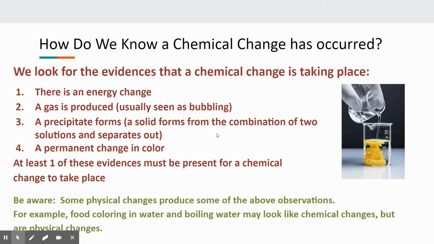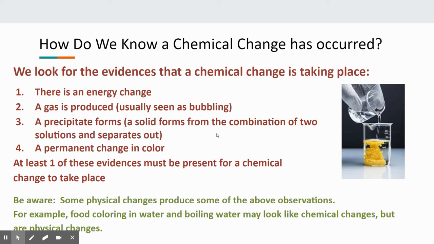A gas is produced sometimes in a chemical change, and that's usually seen as bubbling. That's bubbling without heating. So if you're boiling water, right, that's a physical change. We just went over that. And a gas is produced, but you're adding heat to it, right? If you have baking soda and vinegar that you're mixing together, it will work with Alka-Seltzer too, but baking soda and vinegar, you're mixing them together, that's releasing a gas, but you didn't heat it, right? And number three, a precipitate forms.